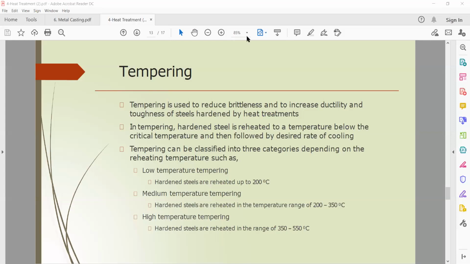Okay, so again you can classify this tempering process into low temperature tempering, medium and high temperature tempering. So you can easily identify. What does this mean? Low temperature tempering means the heating temperature is in the low range. If that range is in between, that is medium temperature tempering. If that temperature is in the high range, then that is called high temperature tempering, right?